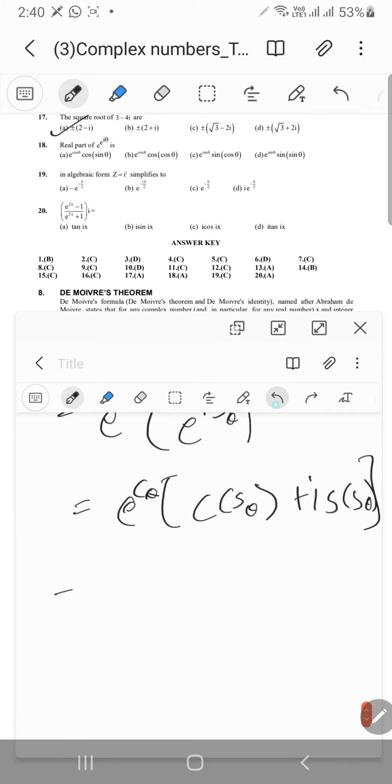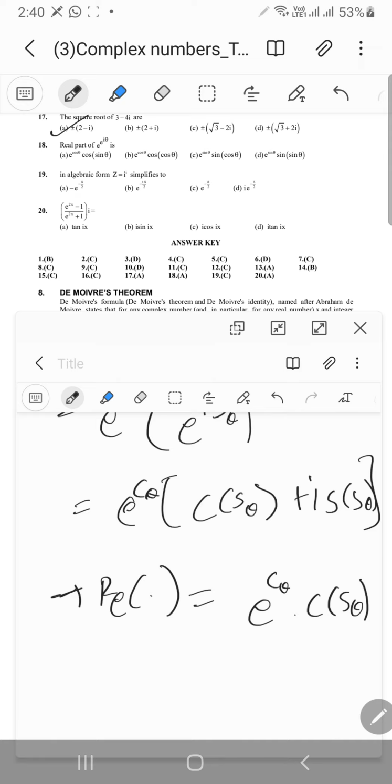So the real part is whatever this number is. This should be e power cosine theta times cosine of sine theta. Wow. So e power cosine theta, cosine of sine theta should be the thing. Next question.